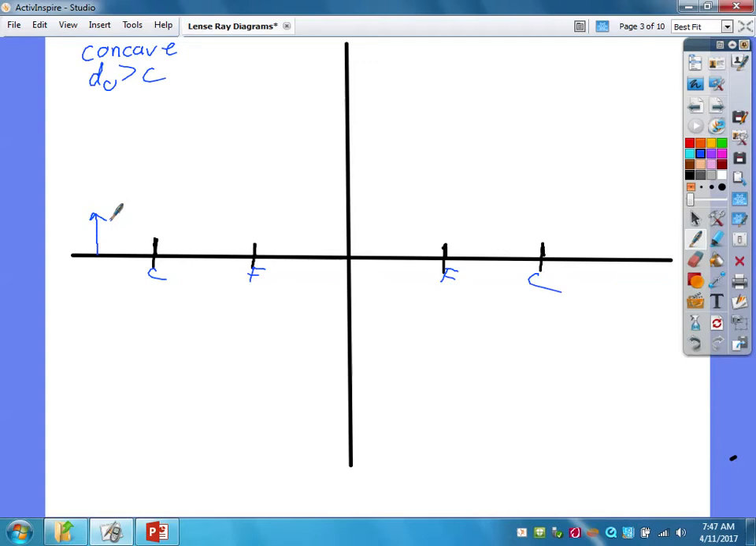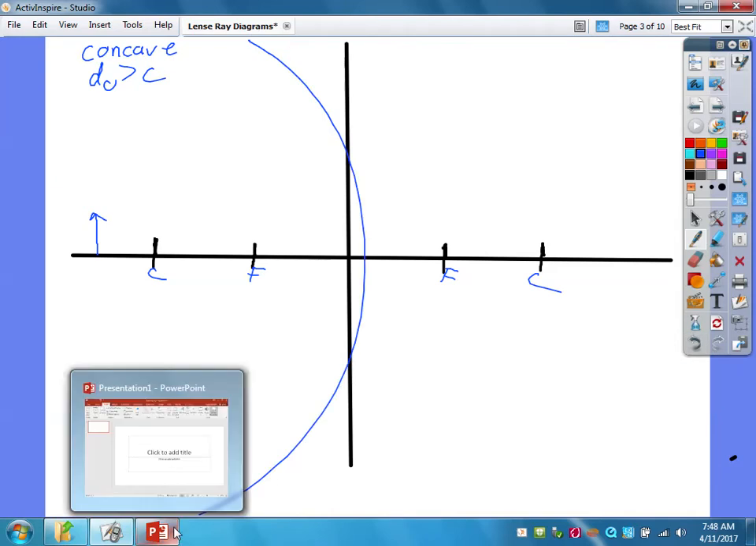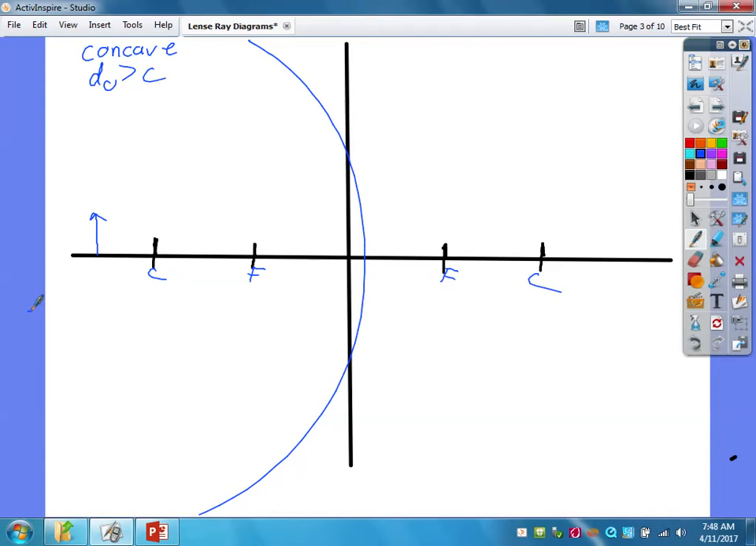Again, I know some people get confused. The areas we're going to look at are beyond C, at C, between C and F, at F, and before F. Those are the 5 areas for the concave mirror we're going to look at. For convex, we don't have to look at nearly as much. So if I have a concave mirror, I'll draw that out again, with my object beyond C.